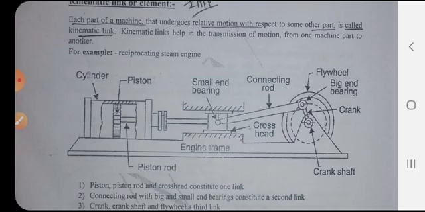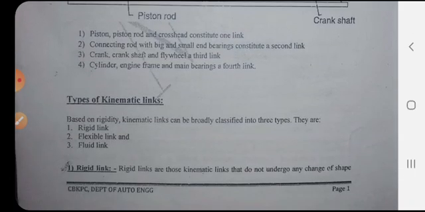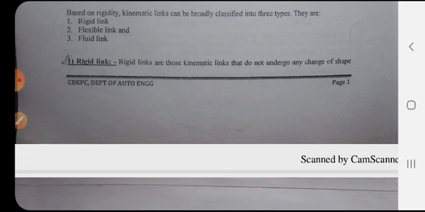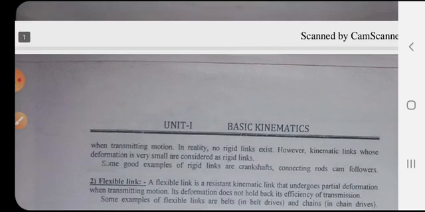I hope you understand what a kinematic chain is. As I already told you in the definition, a kinematic chain can be defined as an assembly of kinematic pairs joined in such a way that each link forms a part of two pairs, and the relative motion between the links or elements is completely or successfully constrained.